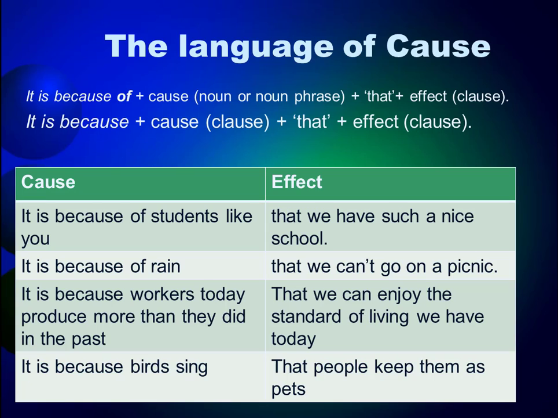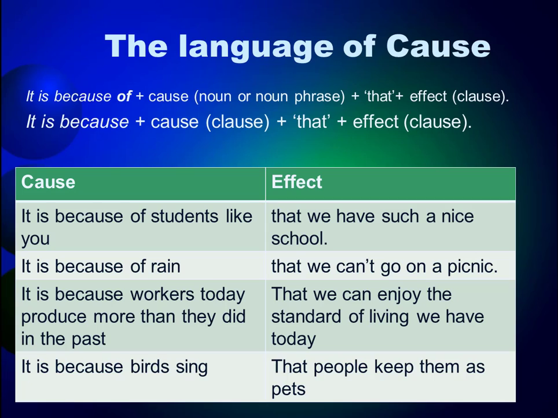Here's your phrase. It is because of. You use this with a noun or a noun phrase, then the word that, and the effect is a clause. So this is a complex sentence. It is because of students like you that we have such a nice school. It is because of rain that we can't go on a picnic. So in this case, because of rain, this is a noun. It is because of the rain that we can't go out on a picnic.